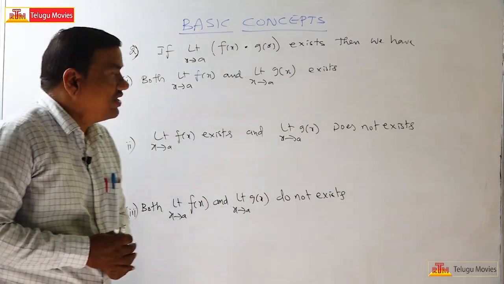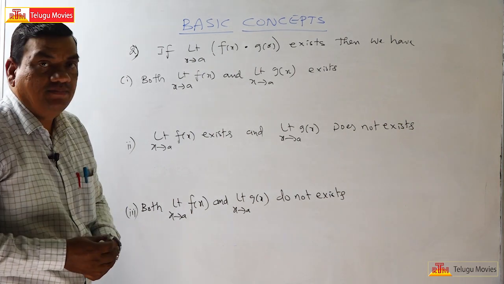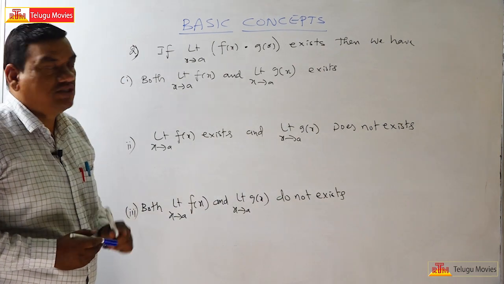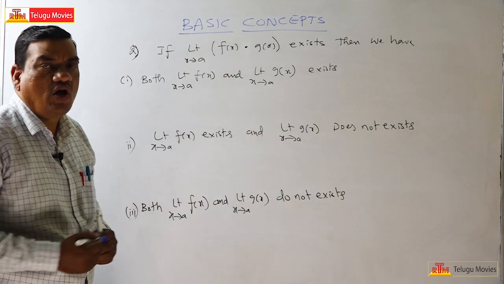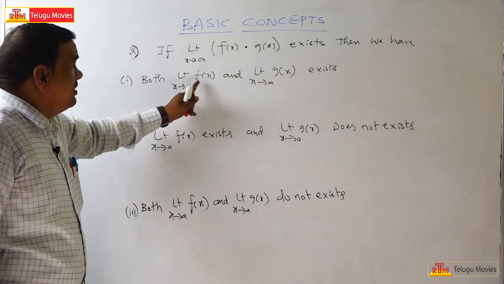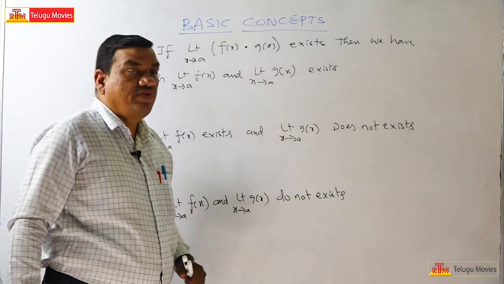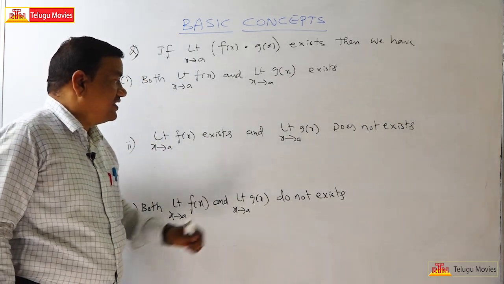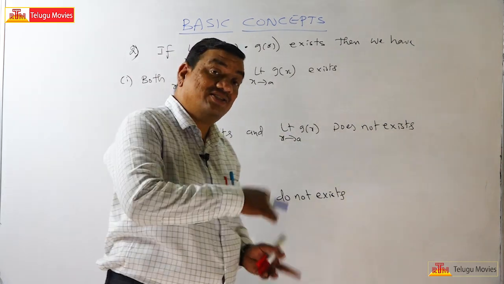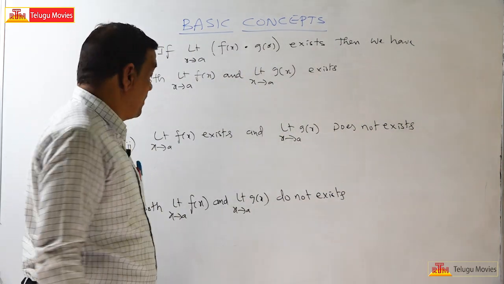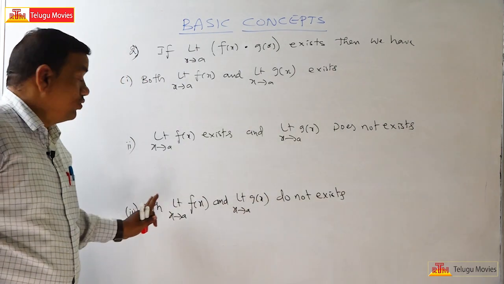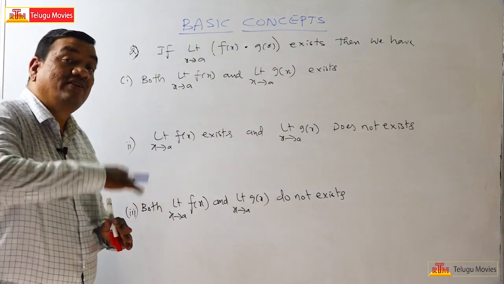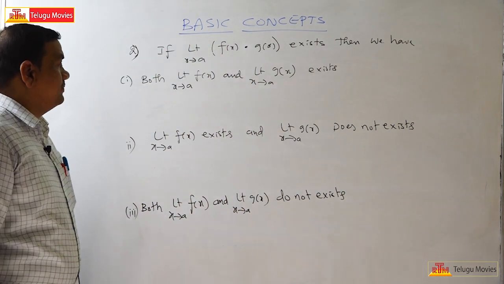Hi students, welcome to this very important concept here. See here, limit x tends to a of f of x into g of x exists. Then we have the following cases. First, both limit x tends to a of f of x and limit x tends to a of g of x exist. Second, limit x tends to a of f of x exists and limit x tends to a of g of x does not exist. Then also this happens: both limits f of x, g of x do not exist, but limit x tends to a of f of x into g of x exists. Let us see one by one.